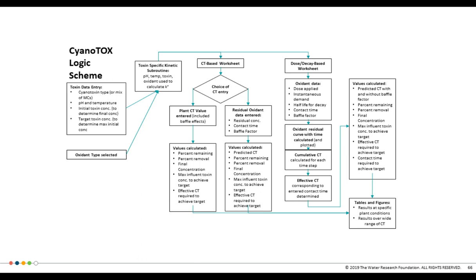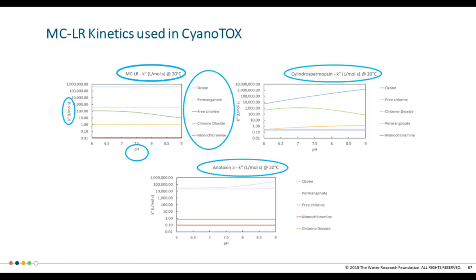This is the algorithm. I'm not going to go over it now. This is all available in peer-reviewed papers as well as within the tool itself. So this is the kinetics that is used. It's all peer-reviewed kinetics. We have 3 different cyanotoxins: microcystin-LR, cylindrospermopsin, and anatoxin-a.